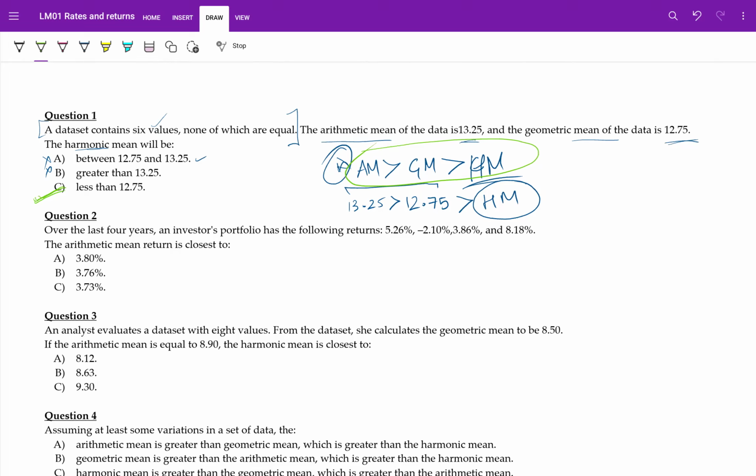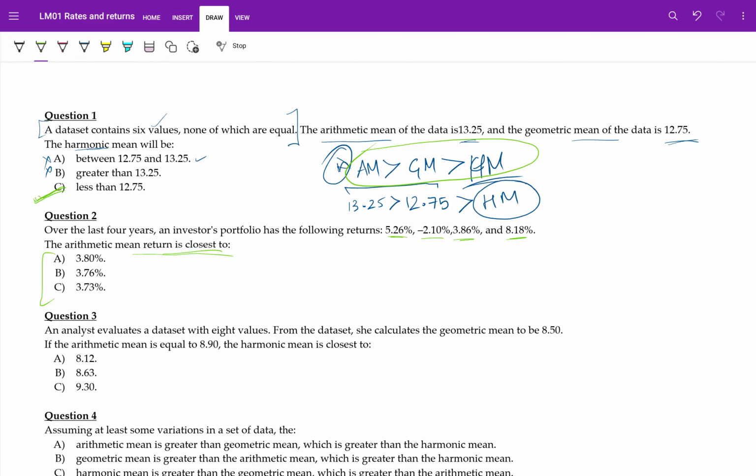Okay, so let's move to question number two now. Question number two here is that over the last 4 years, an investor's portfolio has the following returns: 5.26, minus 2.10, a negative return, a return of 3.86, and 8.18. The arithmetic mean of these returns is closest to which option?